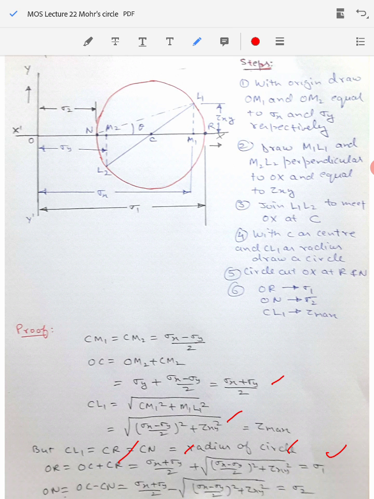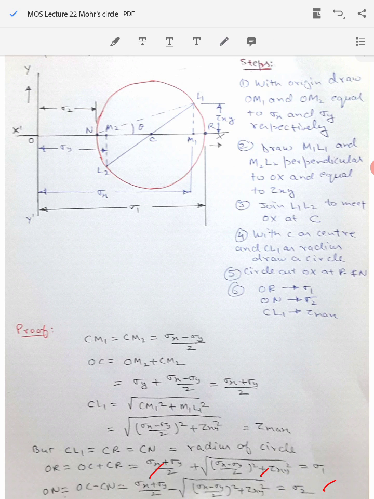In a similar way, we can define the value of ON. So ON will be equal to OC minus CN. Please see here, this is O, this is C, and ON is this distance, so ON is basically OC minus CN. Now you know the value of OC, that is (sigma x plus sigma y) by 2. You know the value of CN, which is also equal to CL1, so you substitute the same square root value here. And this value corresponds to the second principal stress value, which is why it is equal to sigma 2.